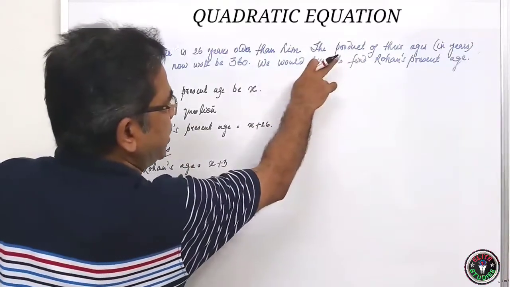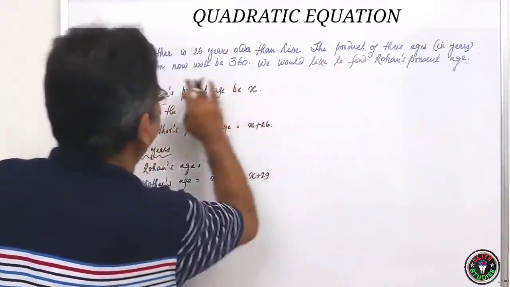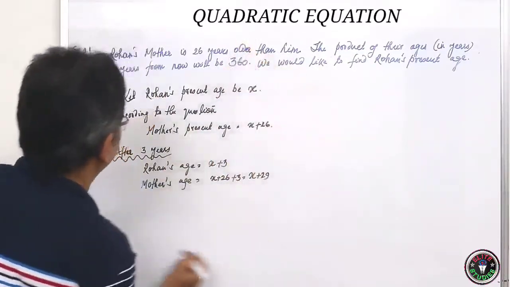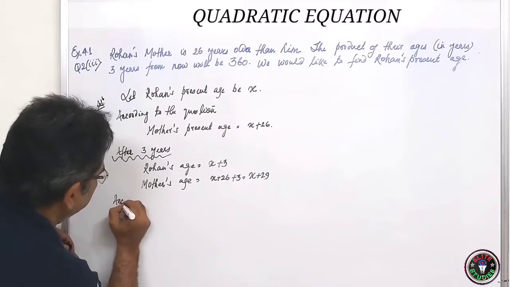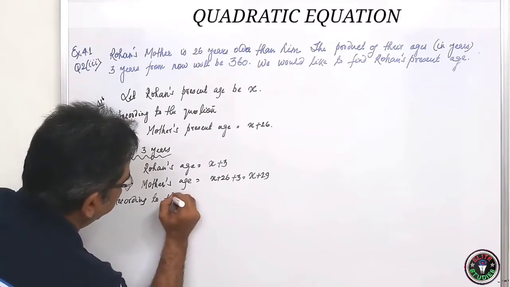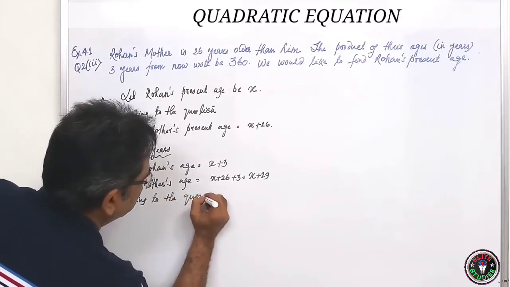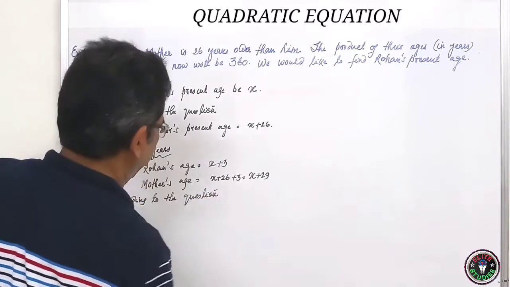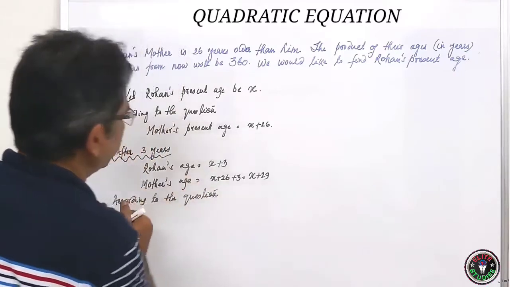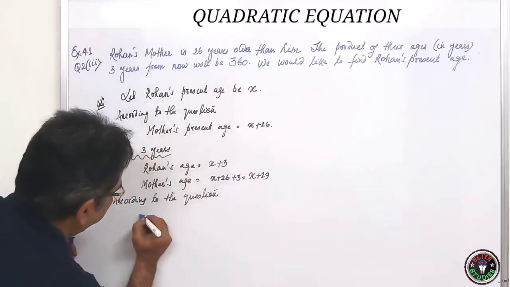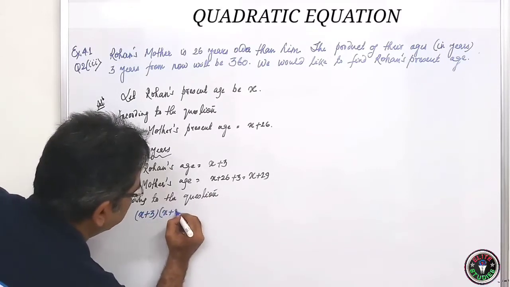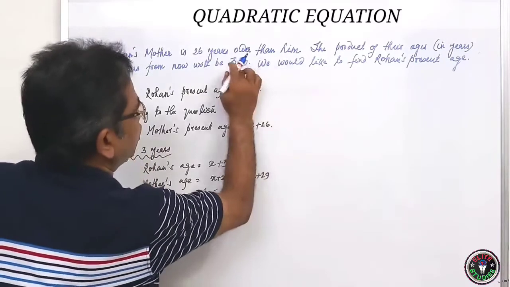Now what is the given condition? After 3 years, the product of their ages will be 360, meaning multiplication. If you multiply these two ages, that will be 360. So according to the question, we will get x plus 3, Rohan's age, and x plus 29 multiplied will be equal to 360.